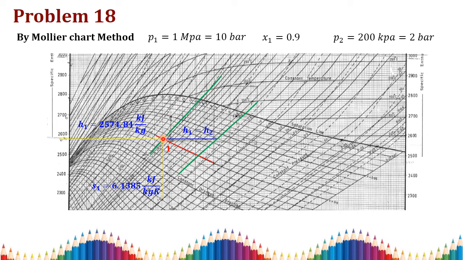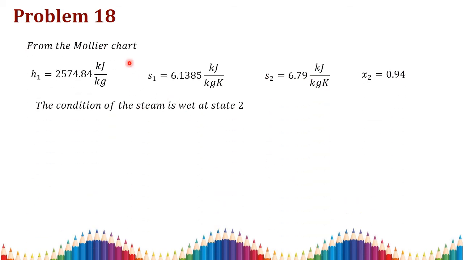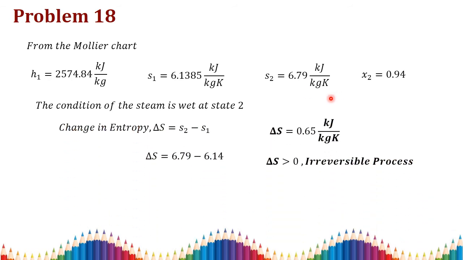So up to this 2 bar pressure line, you draw a horizontal line and mark one point, and this point will be your second point. At that point you take the entropy as S2 is equal to 6.79 kilojoule per kilogram Kelvin, and you have to take the dryness fraction. So x2 is equal to 0.94. It is between 0.9 and 0.95, so it will be approximately x2 is equal to 0.94. Okay, so it is very easy. With this, I can observe the values from the Mollier chart and I can write.